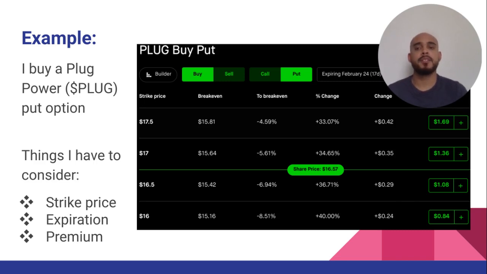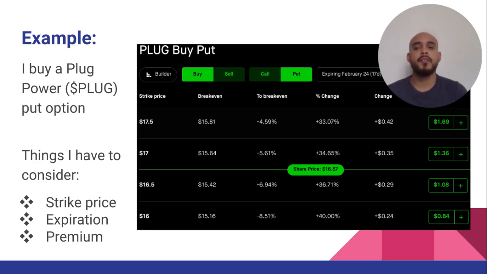So let's do an example. Let's say I've held Plug Power for a long time, maybe since $5 per share. And Plug Power has exceeded $16 a share and it's continuing to go up, but maybe we're headed toward a resistance or there's some volatility in the market or market sentiment is turning from bullish to bearish. And I'm considering getting out of this position or at least protecting my position, locking in my profits and selling off my shares. So I can go to my broker, look at the options menu, and decide which put I want to buy.